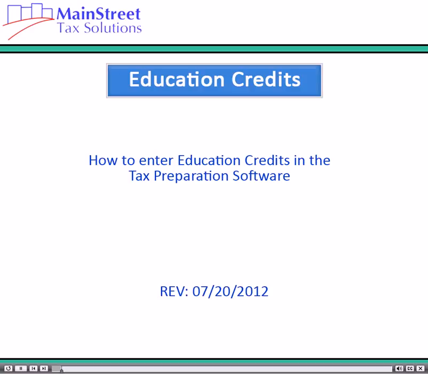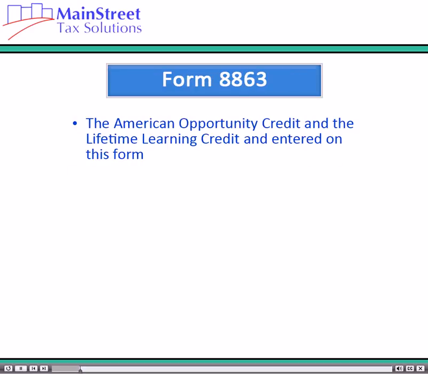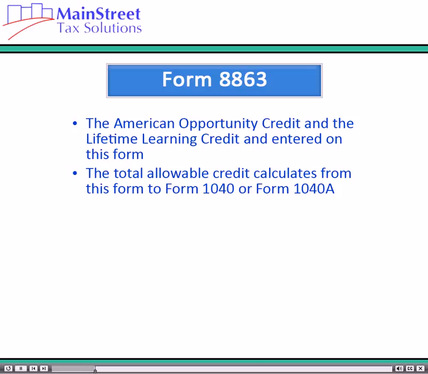This tutorial provides an explanation of entering education credits in the tax software. In this tutorial, you will learn how to enter the American Opportunity Credit and the Lifetime Learning Credit in the tax software. Both credits are entered directly on Form 8863 in the software. From this form, the total allowable credit calculates to Form 1040 or Form 1040A.